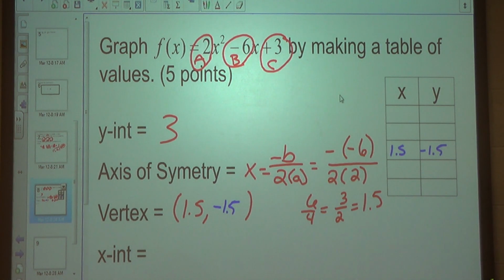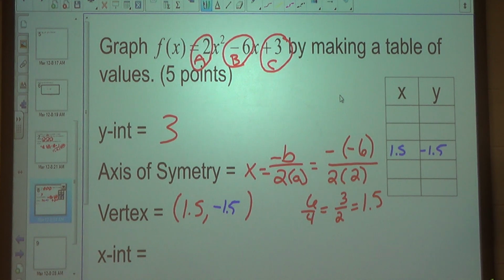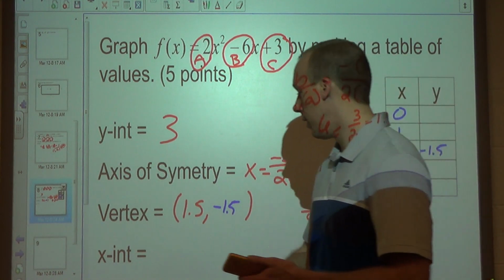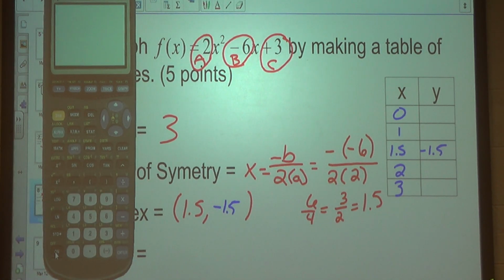Okay, and then I need to graph a couple more points, so let's pick points on each side of there. So what are some numbers on each side of 1.5? 2 is on this side, and what's on this side? 1, and then 3 and 0. And again, since we're making a table, what's a shortcut on your calculator? Instead of plugging all those in, where can I go? Second table. Go to y equals first, yep, and then plug in the equation, then second table.